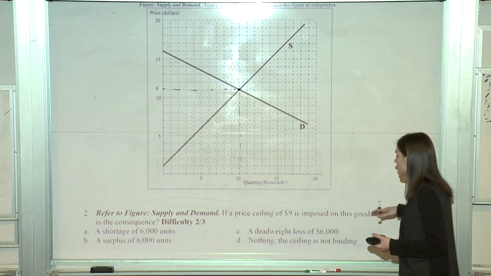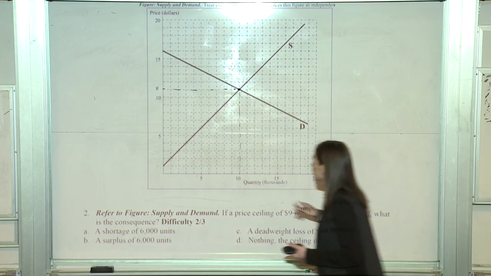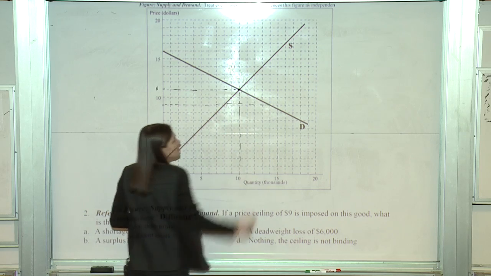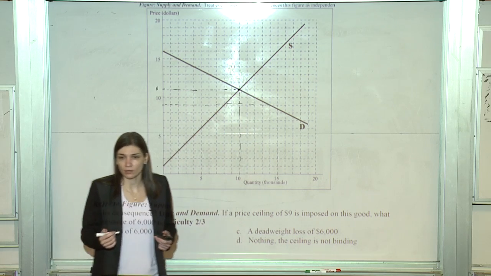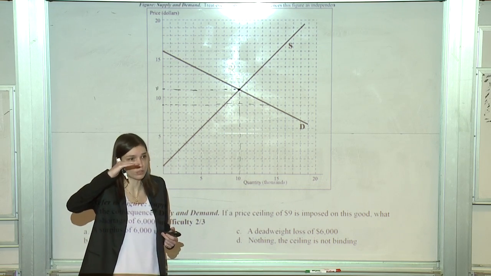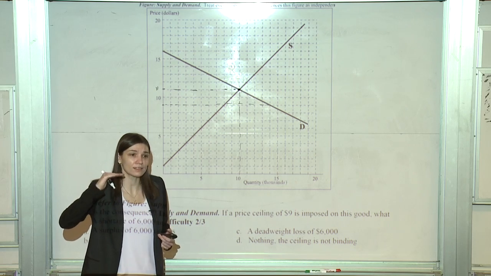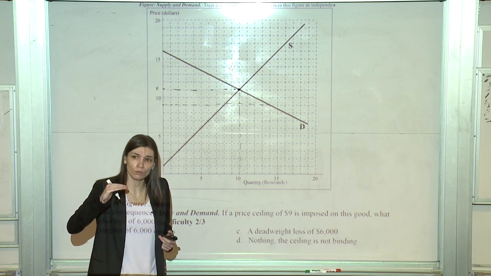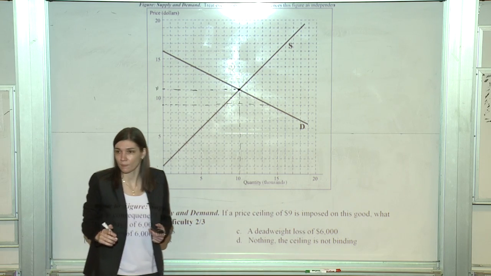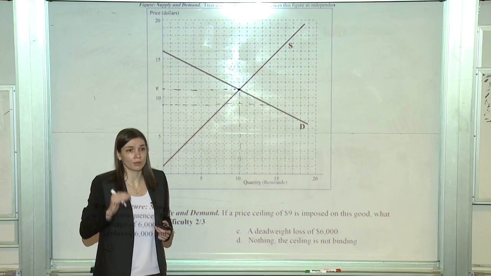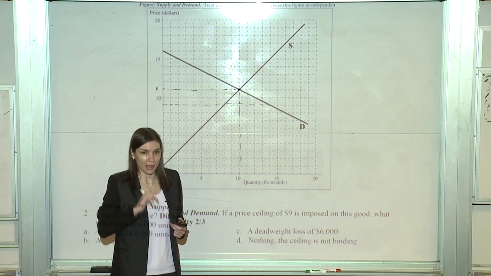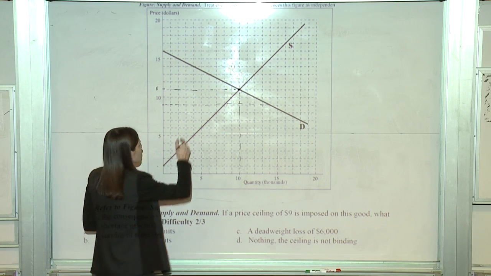Now, in this case, we have a ceiling of $9. What does it say? That in this market, you cannot sell this good for more than $9. That's what the ceiling does. It puts an upper limit on the price. Are you trying to sell for more than $9? Yes, because the original equilibrium was at a price of 11. So the original equilibrium can no longer exist. It's no longer legal to sell at 11. Therefore, this ceiling is binding. And what does it result in?